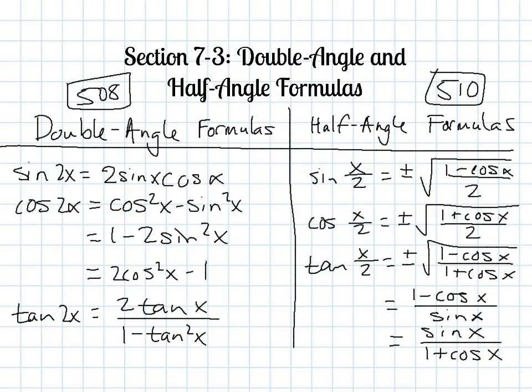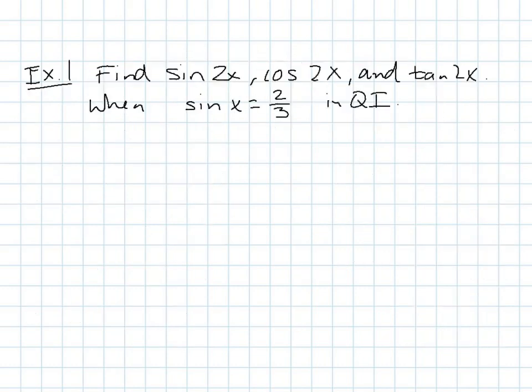So here what we're going to do is use these formulas to help us evaluate and find either exact values or things that are close to exact. So example 1, they want us to find sine of 2x, cosine 2x, and tangent of 2x when sine of x is equal to 2/3 in the first quadrant.